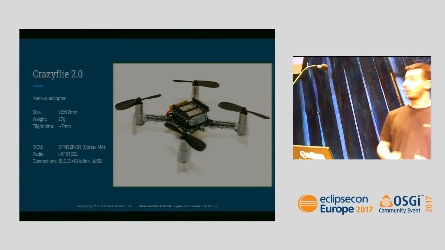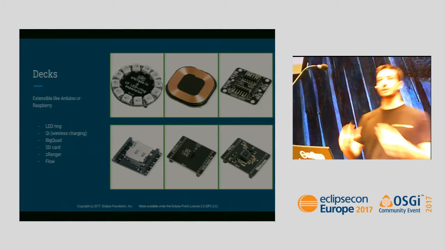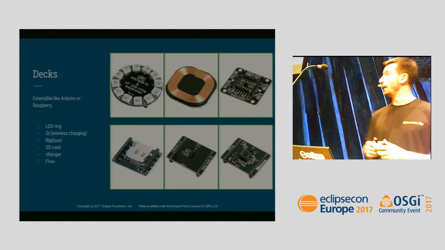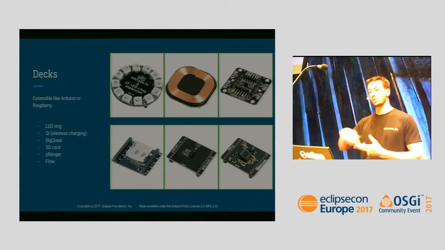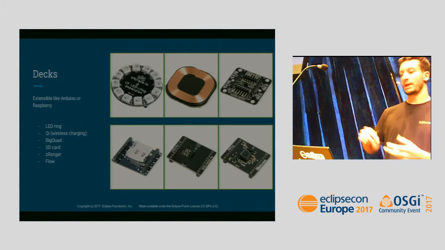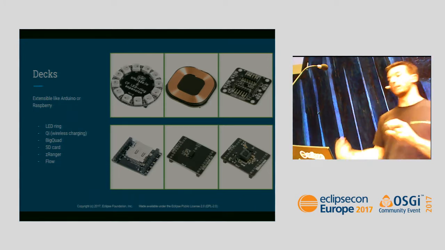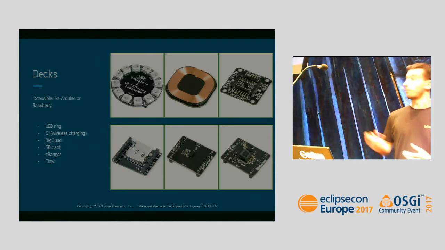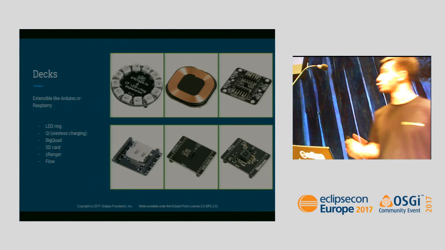One of the best features about it is that it is extensible. You might know Arduino, they have these shields, or Raspberry Pi, they have the so-called hats, and Crazyflie has decks. How this works is there are two rows of pin headers that go all the way through, so you can put those decks either on the bottom or on the top of the little quadcopter.